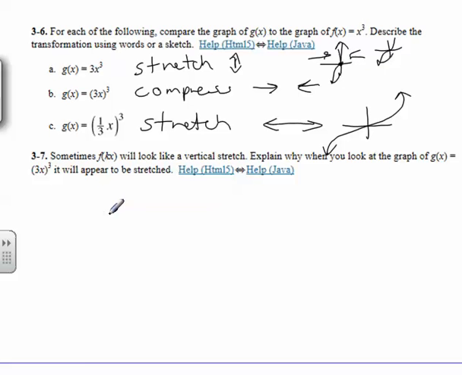So a vertical stretch looks skinny, looks the same as a horizontal compression.